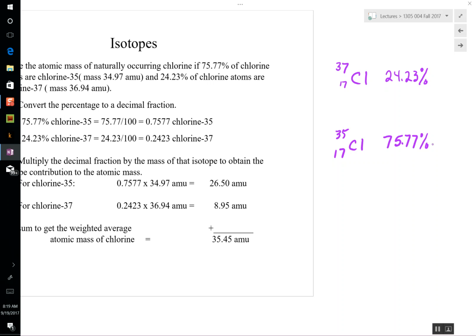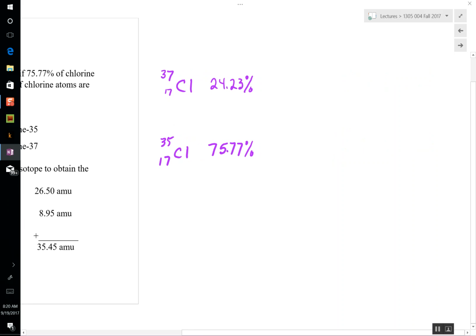So then we said, well, what is the average weight of a chlorine atom? If I'm going to do a reaction and use chlorine in the reaction, what is the average weight of those chlorine atoms? We determine that based on this relative abundance. So let's just go through the mechanics of this.